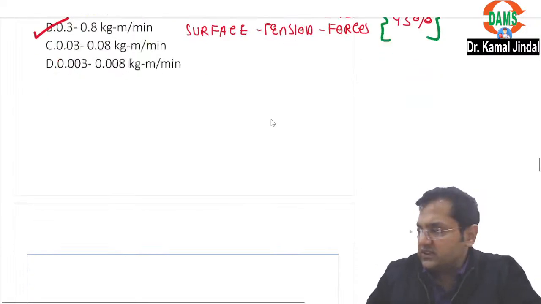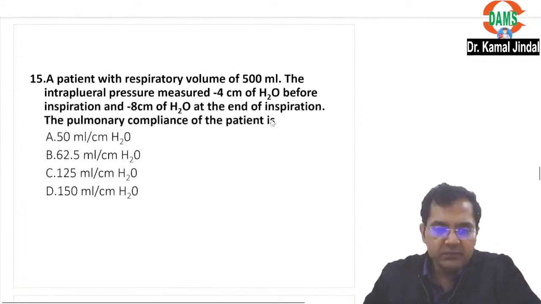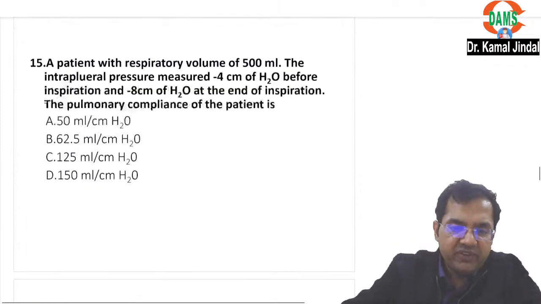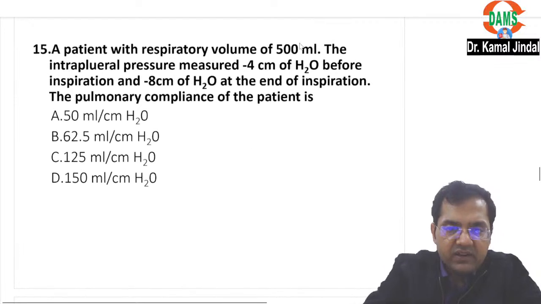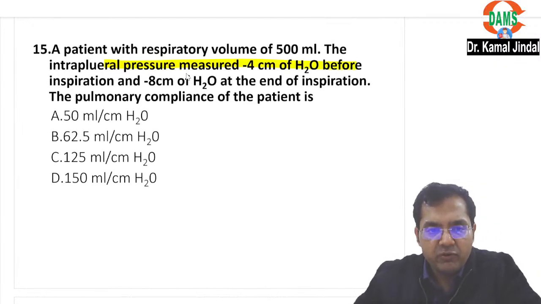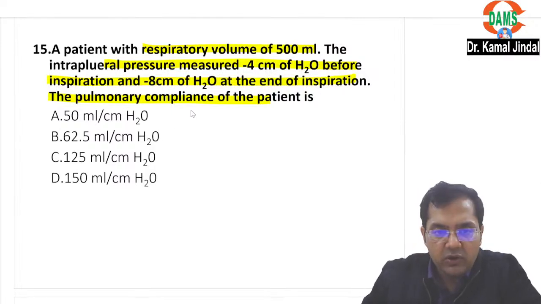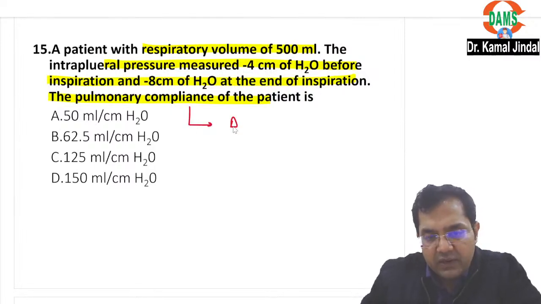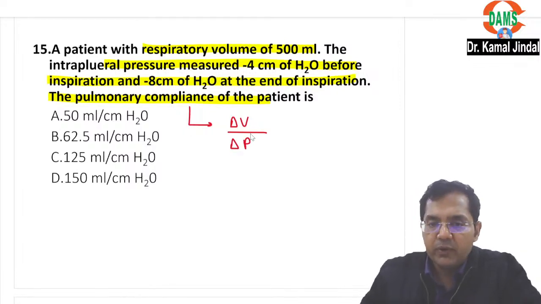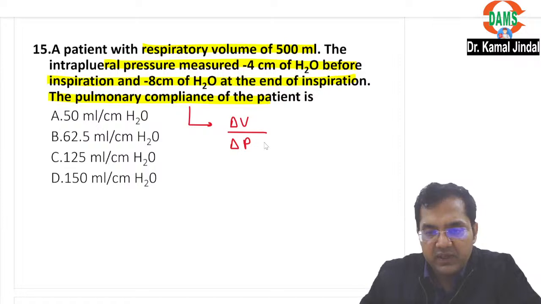Moving on to question number 15. A patient with respiratory volume of 500 ml, intrapleural pressure is measured before inspiration and after inspiration at the end. The pulmonary compliance you have to calculate. Remember, a very, very expected question, because compliance is nothing but delta V upon delta P. Change in lung volume per unit change in pressure or transpulmonary pressure.